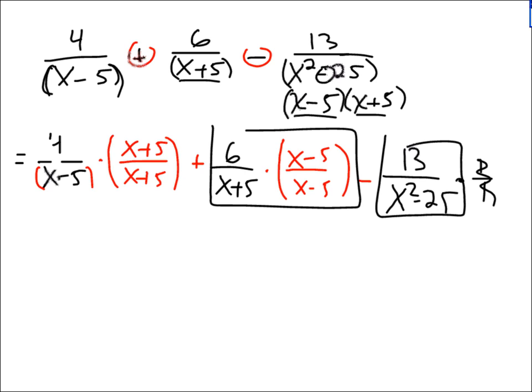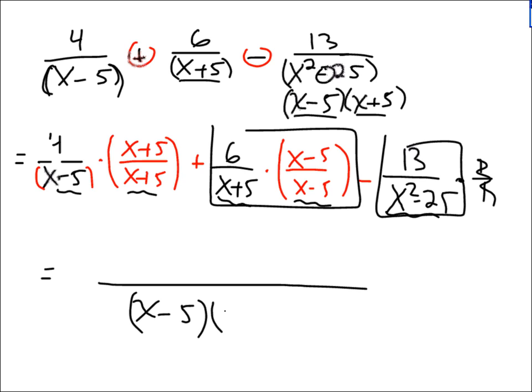X minus 5 times x plus 5 is the same as x plus 5 times x minus 5, which is the same as x squared minus 25. So the denominator is the same. You should really leave it in factored form. The reason you should leave it in factored form is, let's suppose, well, there's two cases. You did leave it in factored form and you did not.